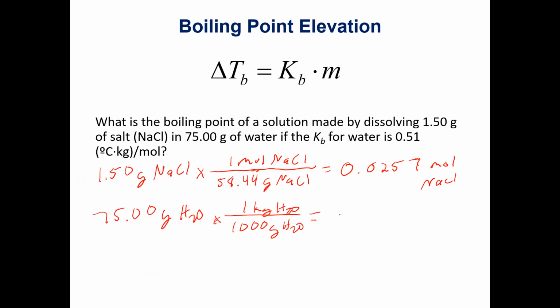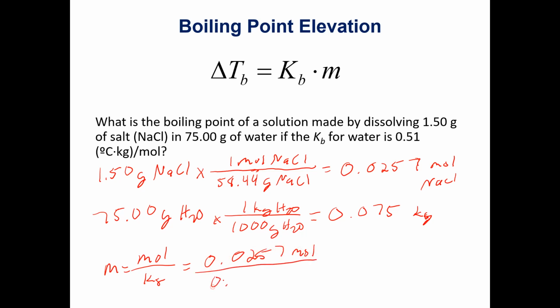So 75 divided by 1,000 comes out to 0.075 kilograms. So we want to calculate the molality. We take the moles of salt, moles of sodium chloride, and we divide that by the kilograms of water. And if we divide this out, we come out with 0.342 molal.